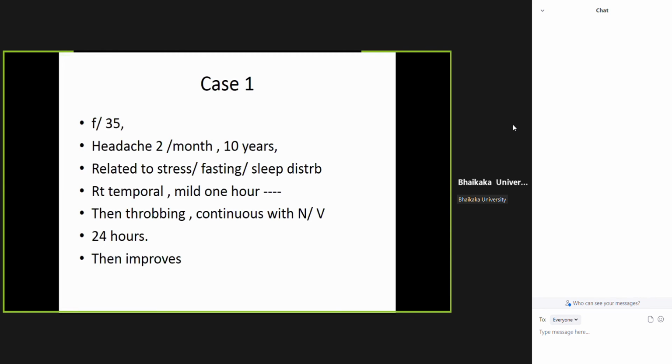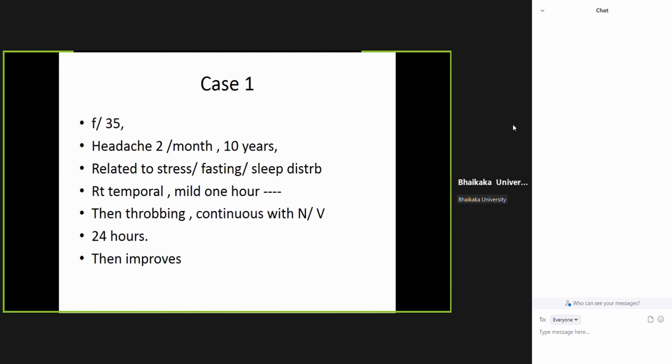Okay, so you can see here all the diagnostic criteria of migraine fit. More than or equal to 5 episodes, duration more than 4 hours, associated with nausea, vomiting, pulsatile, unilateral, in a young female, with the classical triggering factors including stress, sleep disturbance, and fasting. So this is primary headache without any red flag.